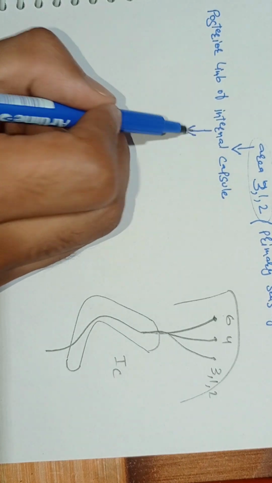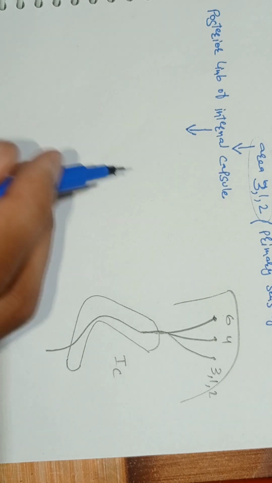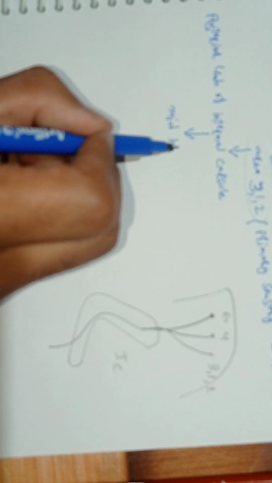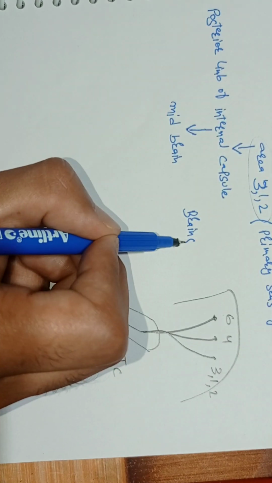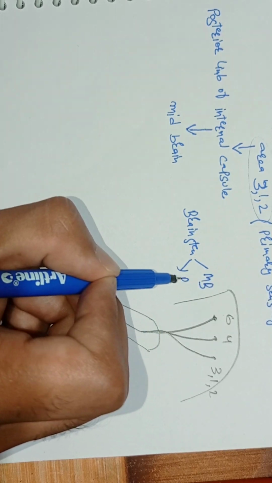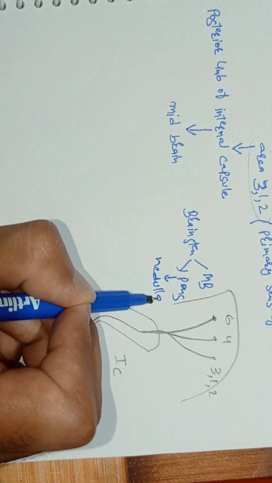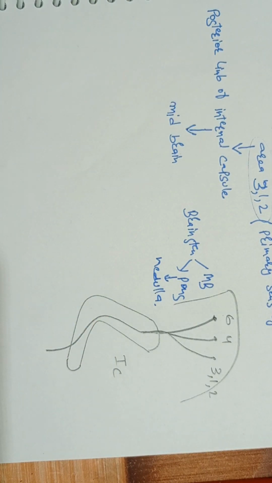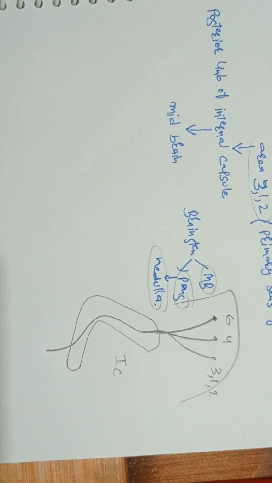Now from the internal capsule, fibers go to the midbrain. We know the brain stem has three parts: we have the midbrain, then the pons, then the medulla. Now, after coming out of the posterior limb of the internal capsule, fibers go to the midbrain, then they will go to the pons, then they will go to the medulla.